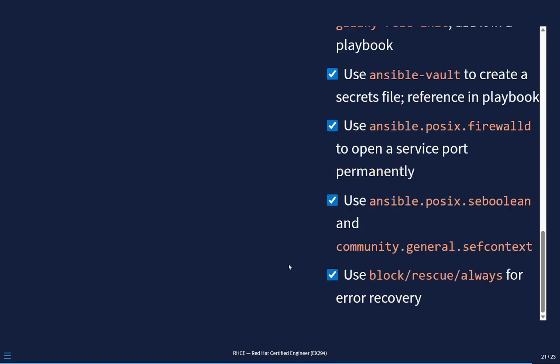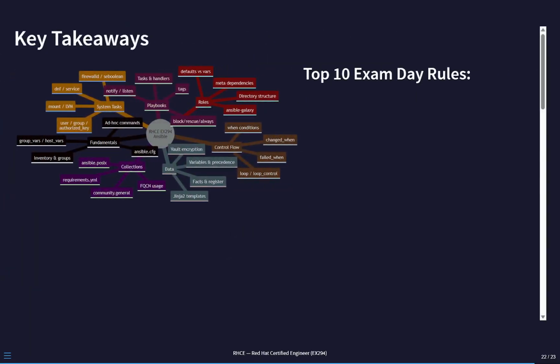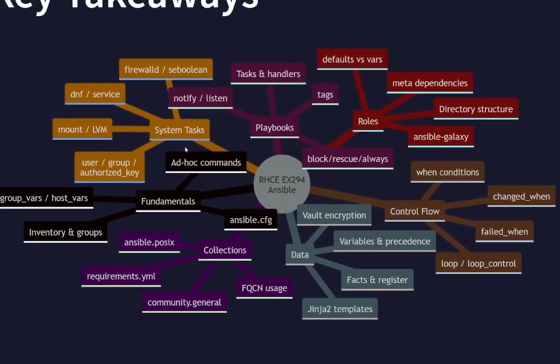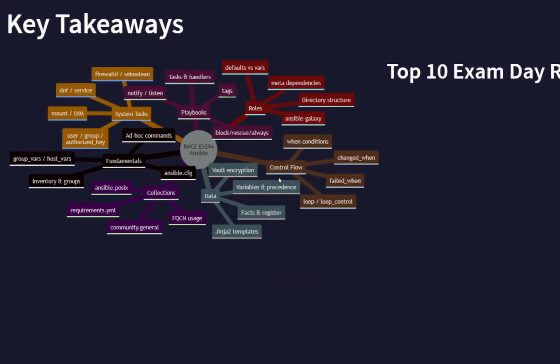Next, the mind map shows the complete RHCE skill tree. Eight branches radiating from Ansible at the center: fundamentals, playbooks, data, control flow, roles, collections, and system tasks. Every branch connects to the others. Templates use facts. Roles use defaults and vars. Vault protects data used in system tasks.